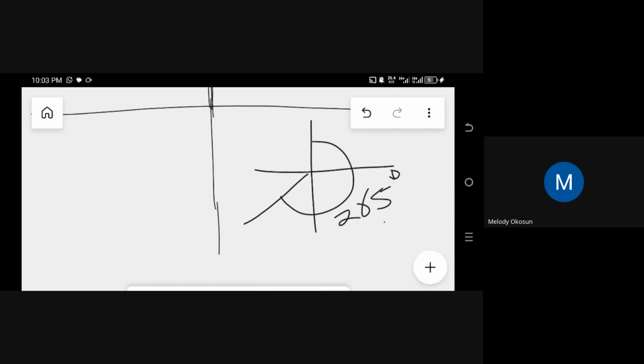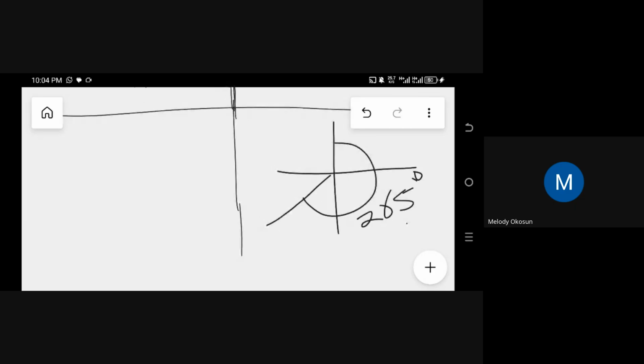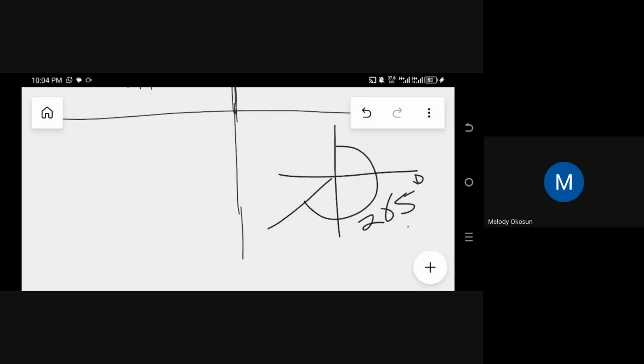Okay, so Matilda, we have this 3-digit bearing. From the north down to that line is 265 degrees. So what would be the compass bearing of this, Matilda? 265 degrees, that's the 3-digit bearing. So what would be the compass bearing?